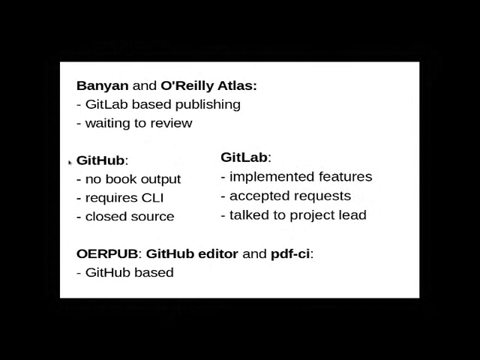GitHub currently has no book output and requires the command line interface for several important operations. Furthermore, they are closed source, which forces us to use the API to interact with them, and we feel that we could get a better product by interfacing directly with the core. We have contacted them, offering to implement missing features for free, but their answer was keep checking the job board.